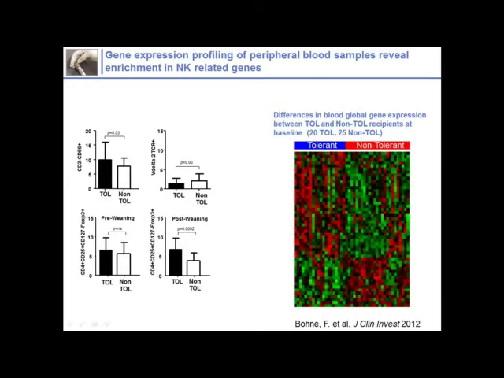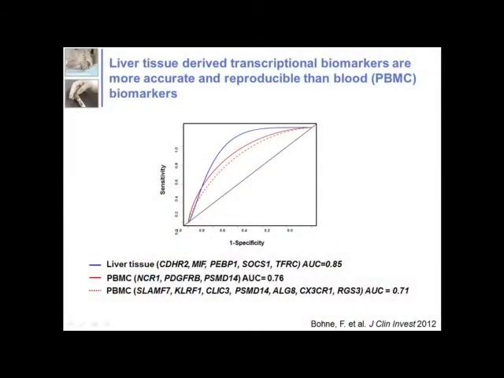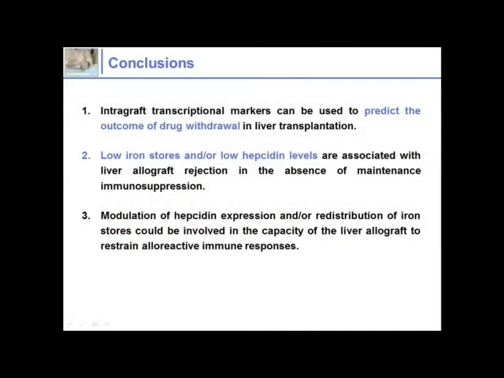So he also tried to test the same hypothesis but using a blood sample that could be more simple in clinical settings. And again, there was a significant signature of tolerance, but what he could find in this ROC analysis is that the best performance was for the transcriptomic classifier from the liver tissue, but actually the blood signature also was highly significant and had a prognostic value. So this was the conclusion of this analysis, showing that intragraft transcriptional markers can be used to predict outcome of drug withdrawal in liver transplantation.